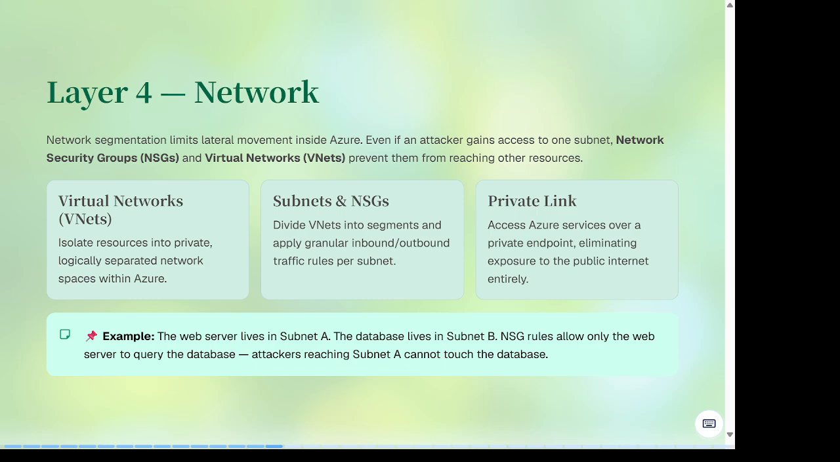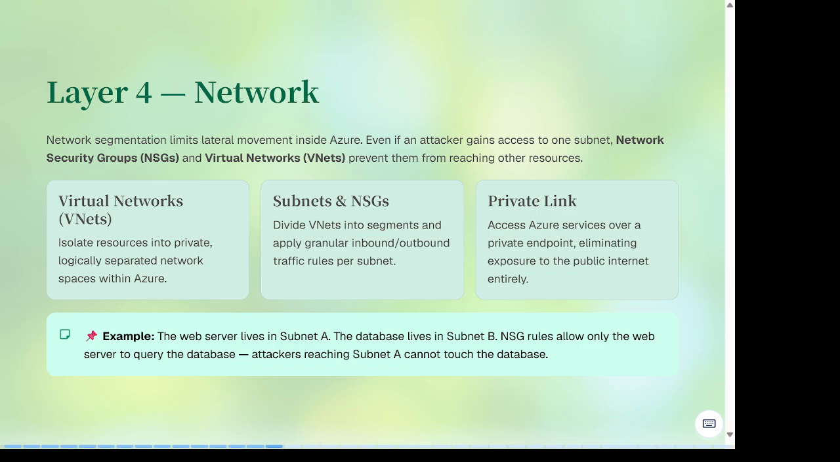Layer 4, network. At this layer, Azure focuses on controlling how resources communicate with each other inside the cloud. Even if an attacker manages to access one part of your network, they should not be able to move freely to other systems. This concept is called limiting lateral movement. What is network security in Azure? In Azure, network security is achieved by logically separating and controlling traffic between resources.